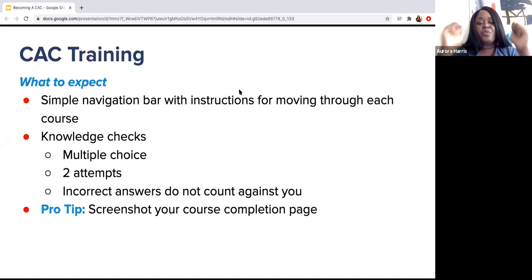Big tip, you want to screenshot your course completion page just in case anything happens, just in case you lose anything, just in case the website crashes. Screenshot your course completion page so that you can get on the phone with someone and say, I actually completed this. This is the number that said I completed it, just in case. That's a big, big tip from personal experience.